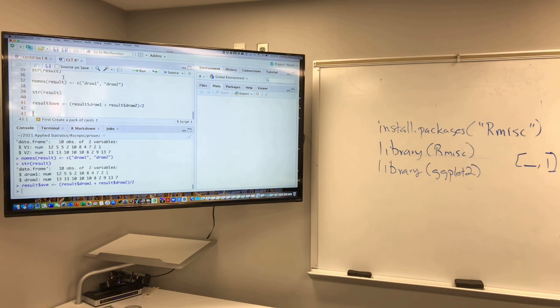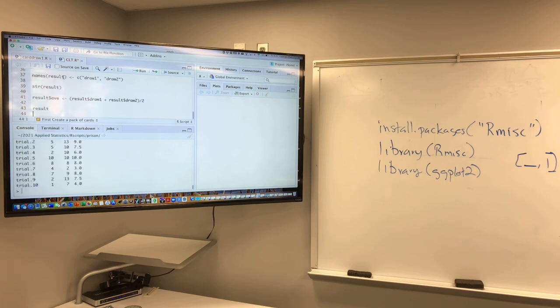No mess ups. So once again, let's just type out result and look at the whole data frame. And what we see is that we have draw 1, draw 2, and the average. Because the math is easy, 12 plus 13 is 25. 25 divided by 2 is 12 and a half.